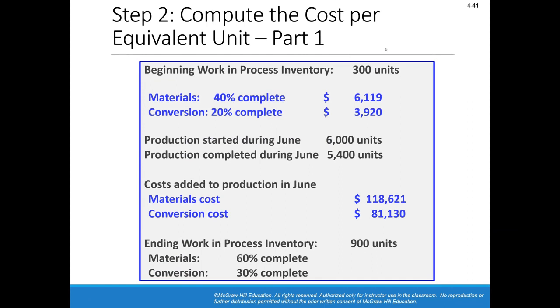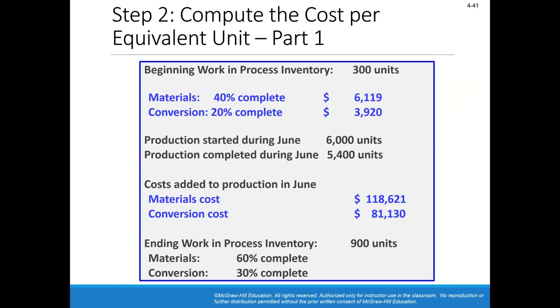So we're going to compute the cost per equivalent unit. In order to compute the cost, we have to get some cost numbers. This worksheet is giving us information we're going to need in order to calculate that. So we have our 300 units. It's telling us that the materials cost was $61.19. The conversion cost was $39.20. And then we have production started in June, 6,000 units. Production completed during June was 5,400 units.